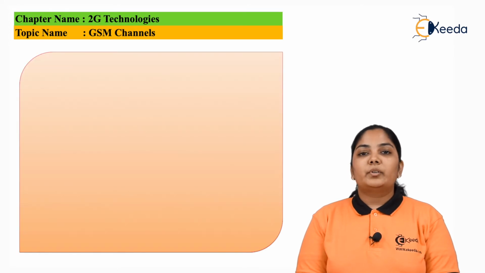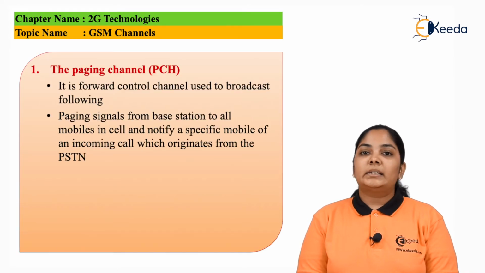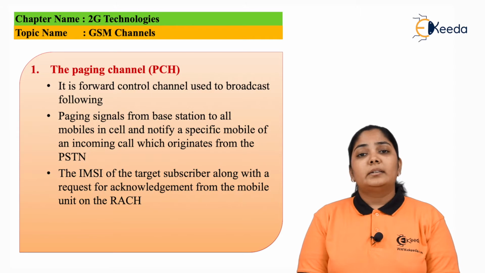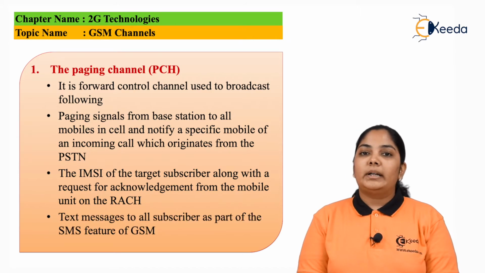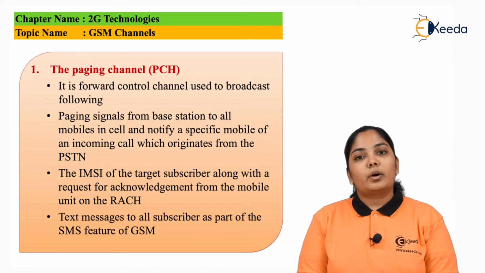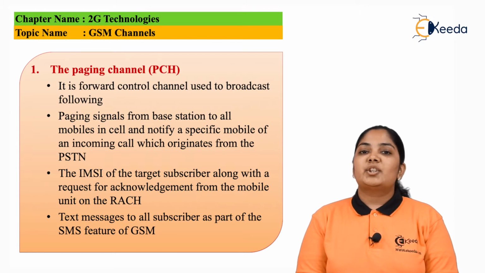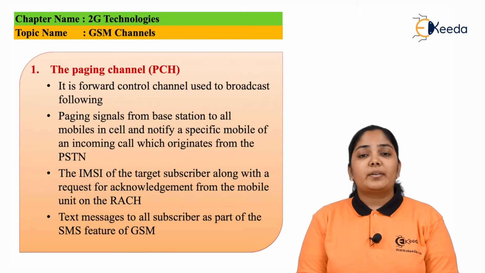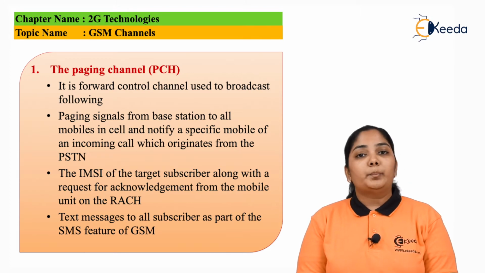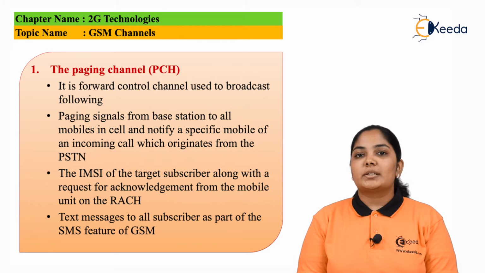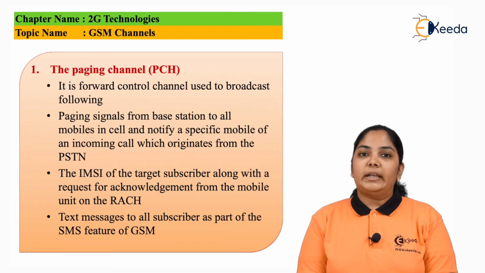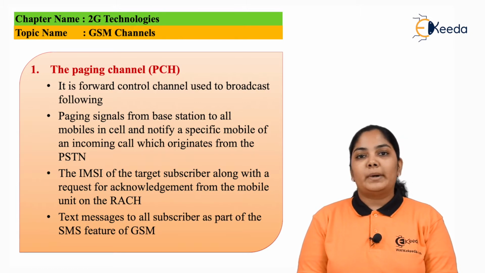The first type of the common control channel is nothing but the paging channel. This paging channel is a forward link channel, which means it is from the base station to the mobile station. The paging channel is used to page various information, of which the first and important information that it pages is the call originating information to all the mobile stations in the cell.